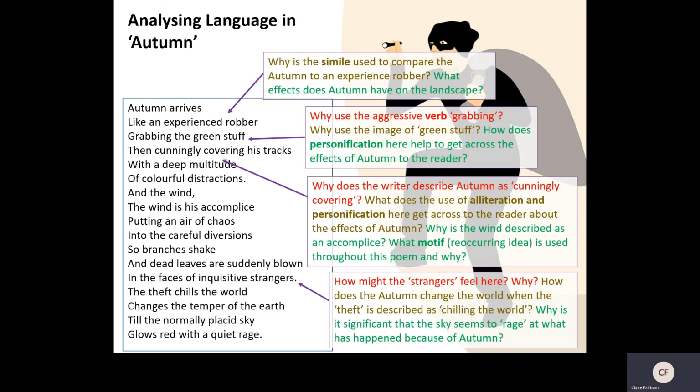Okay, the third set of questions. Why does the writer describe autumn as cunningly covering? So the repetition of the two consonants, cunningly, C, cunningly covering. What does the use of alliteration and personification here get across to the reader about the effects of autumn? Why is the wind described as an accomplice? What is an accomplice? And then what motif, so what reoccurring idea is used throughout this poem and why?